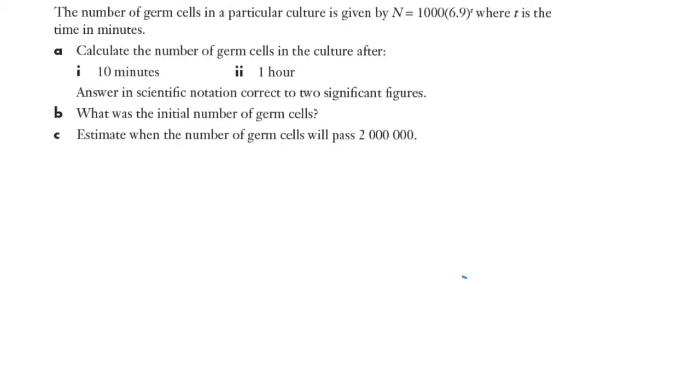So we've got a couple of things to do here. Calculate the number of germ cells in the culture after 10 minutes and 1 hour. So first thing to do here is find N of 1,000 times 6.9 to the power of 10.